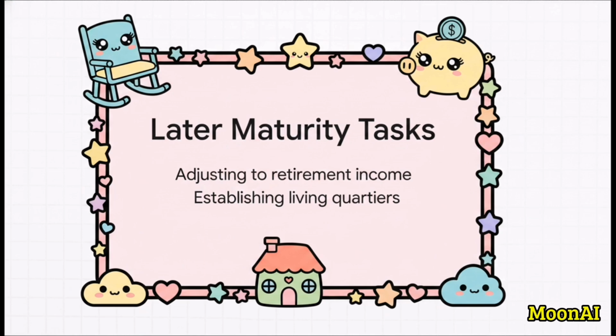Havighurst calls this later maturity, and the exact tasks are adjusting to decreasing strength and health, adjusting to retirement and reduced income, adjusting to death of spouse, establishing relations with one's own age group, meeting social civic obligations, and establishing satisfactory living quarters. You aren't really building a career from scratch anymore. You are adapting to the very real physical and economic adjustments of aging.